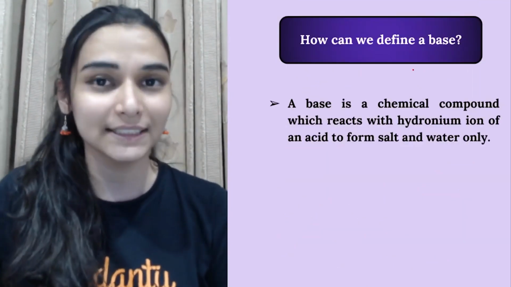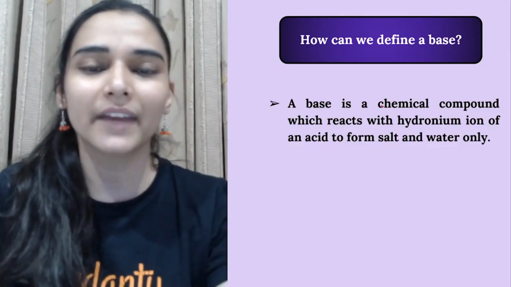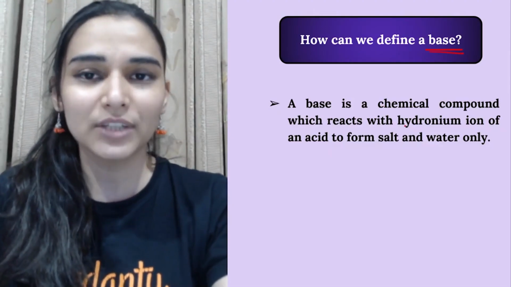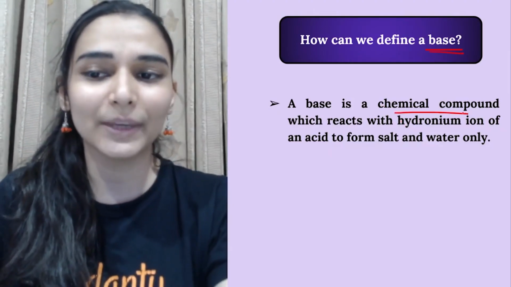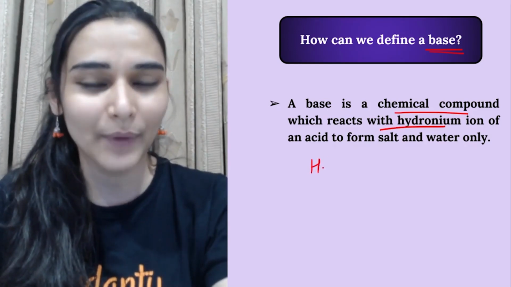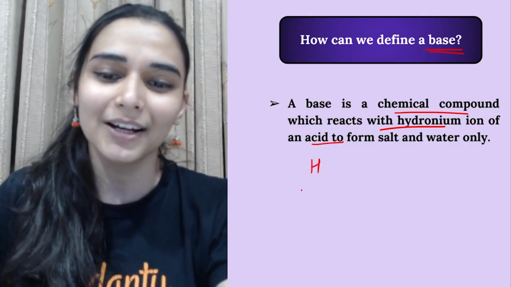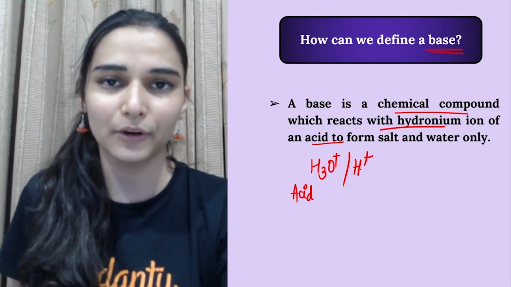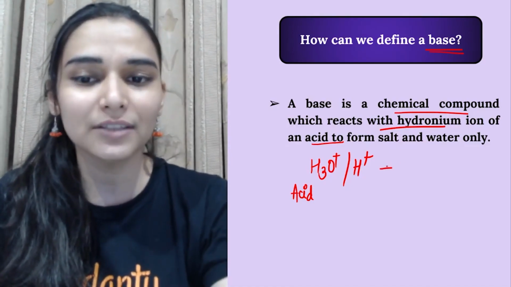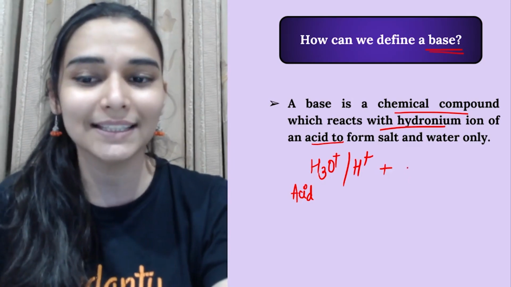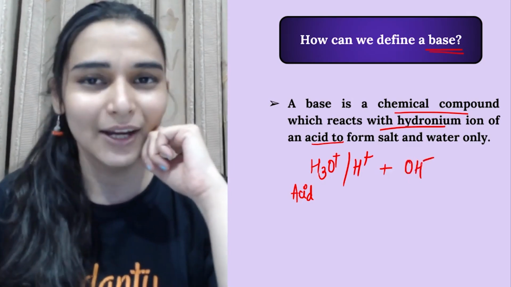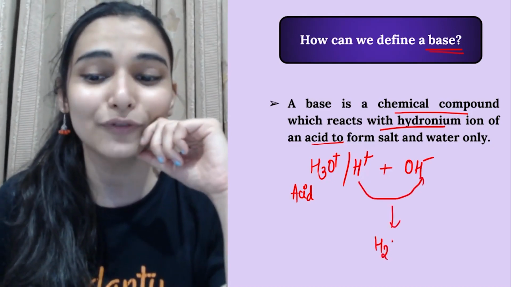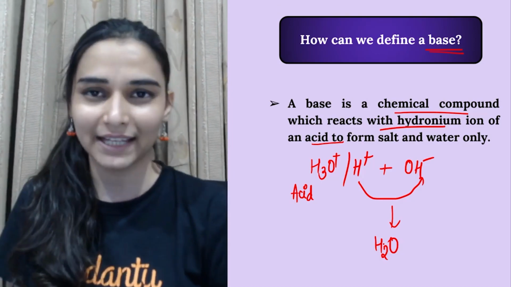So we have to understand the definition. I have told you that there are different ways to approach acids and bases. For bases, one simple concept: a base is a chemical compound which reacts with the hydronium ion of an acid to form salt and water. Let's say I have an acid giving me hydronium ions, or simply you can take hydrogen ions. The base is the species which will neutralize this acid because bases have OH ions in them. In the aqueous solution, this H plus is neutralized by the OH ion, and we get the formation of water and salt along with that.